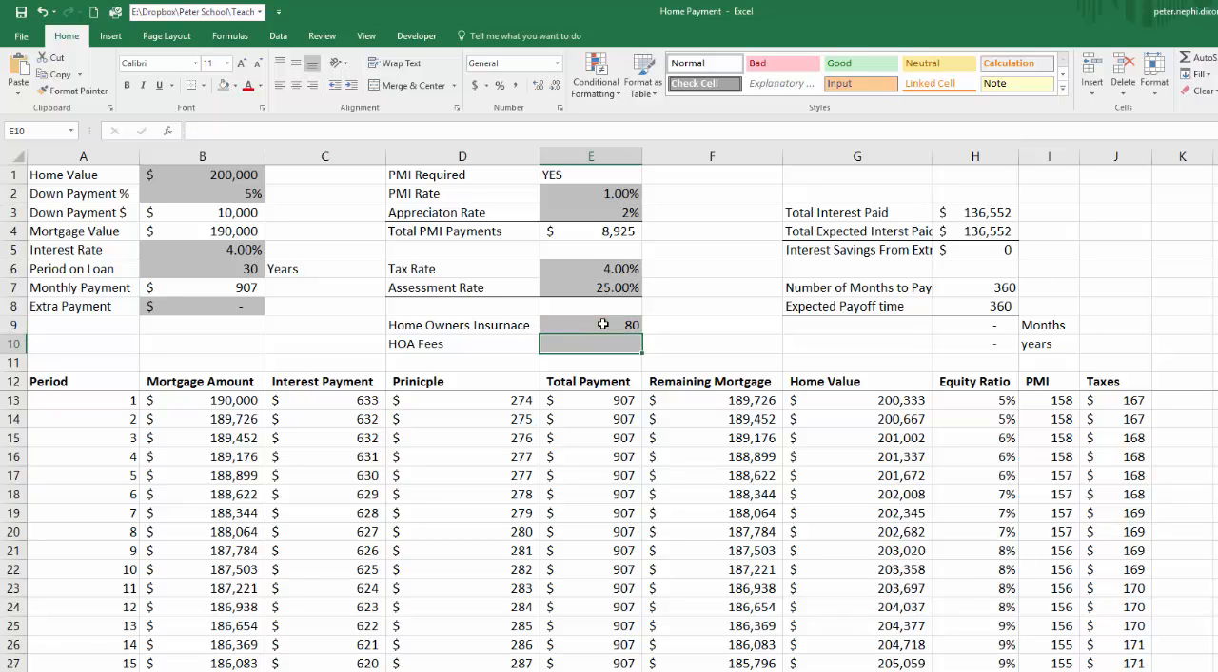Now HOA fees can vary dramatically. If you live in an expensive condo in New York City, it could be thousands a month. But typically your HOA fees are going to run maybe $100-$200 a month, depending on where you live. If you live in a condo, HOA fees help pay for maintaining the elevators and the grass. If you live in a nice neighborhood, they might help pay for a community pool and things like that. So those are your HOA fees.